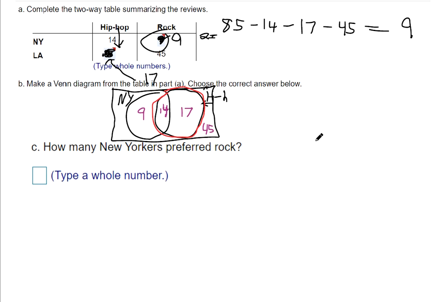How many New Yorkers preferred rock? We already got that from the table. That was right here. I wonder why they're asking that question again. There was 9 from our table.